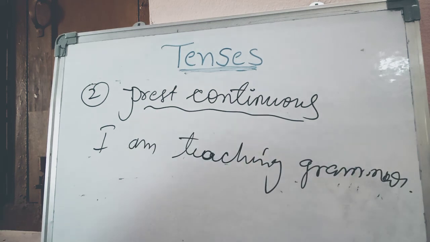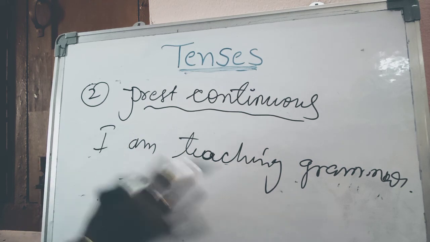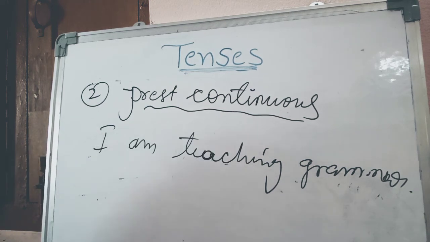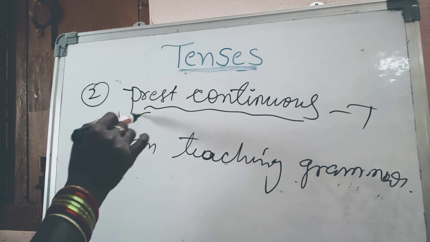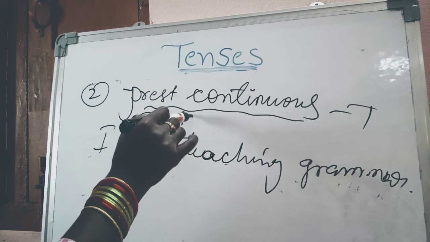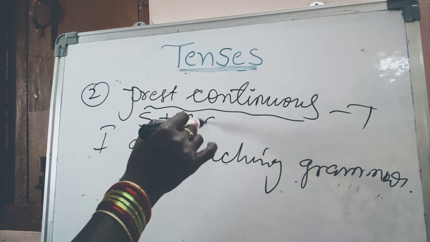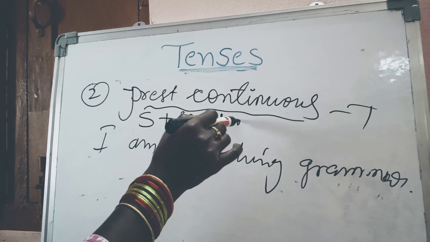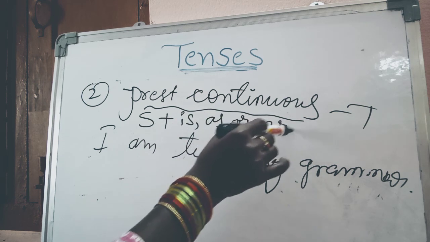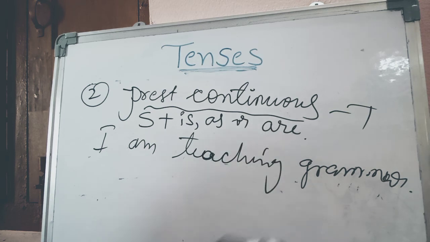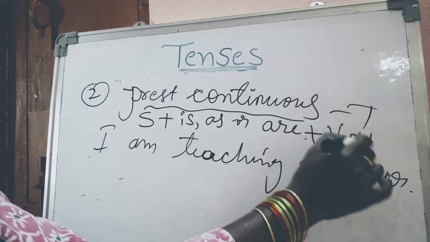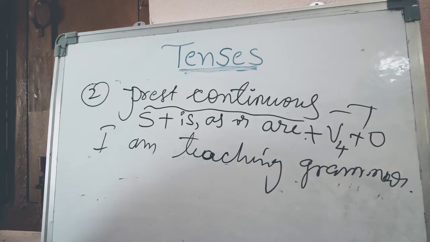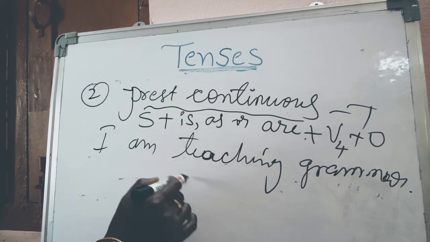I am teaching grammar. We have to use what is before this explaining present continuous. We must know the structure of present continuous tense. Subject plus is, am, or are, plus V4 plus object. What is V4? Ing forms. For example, teaching.